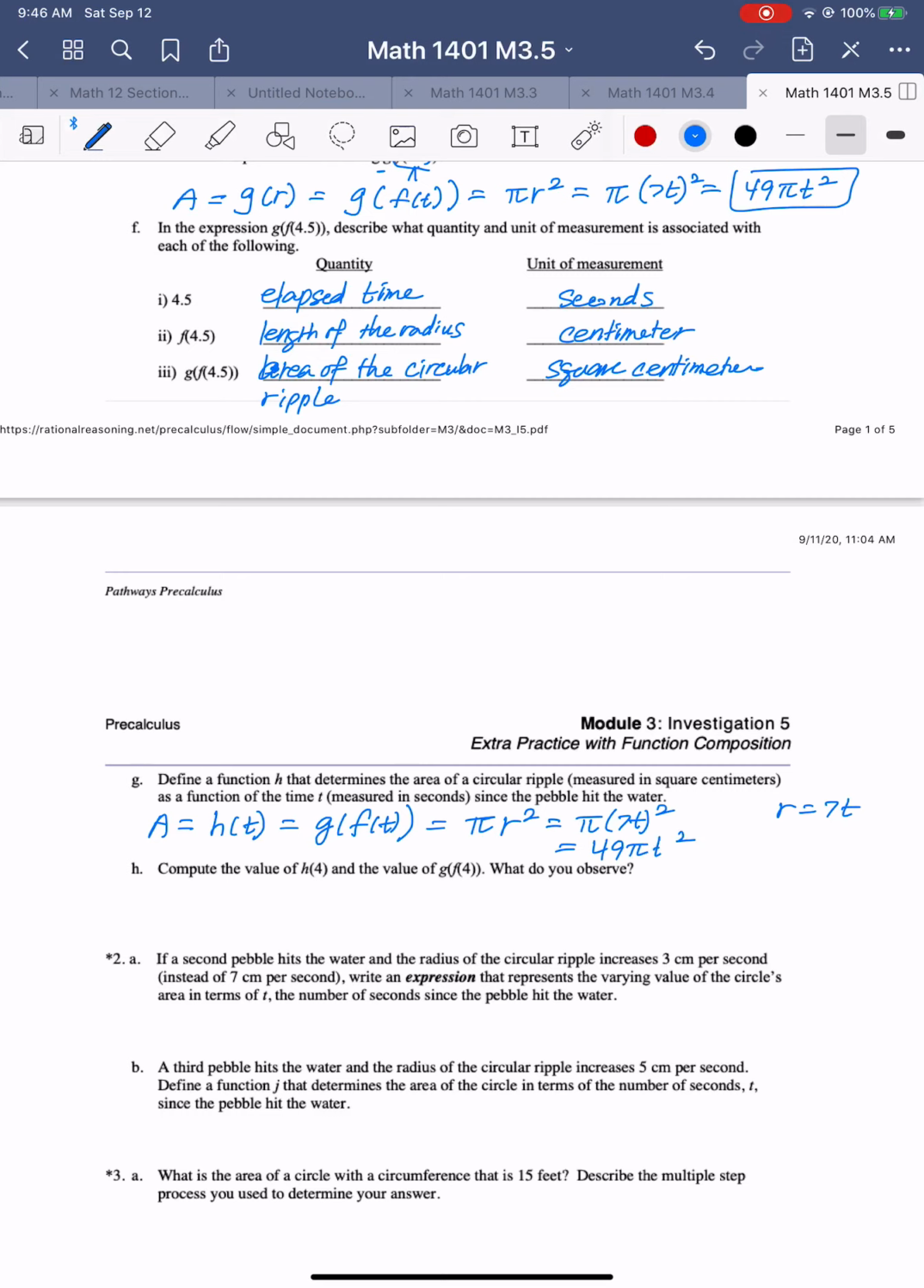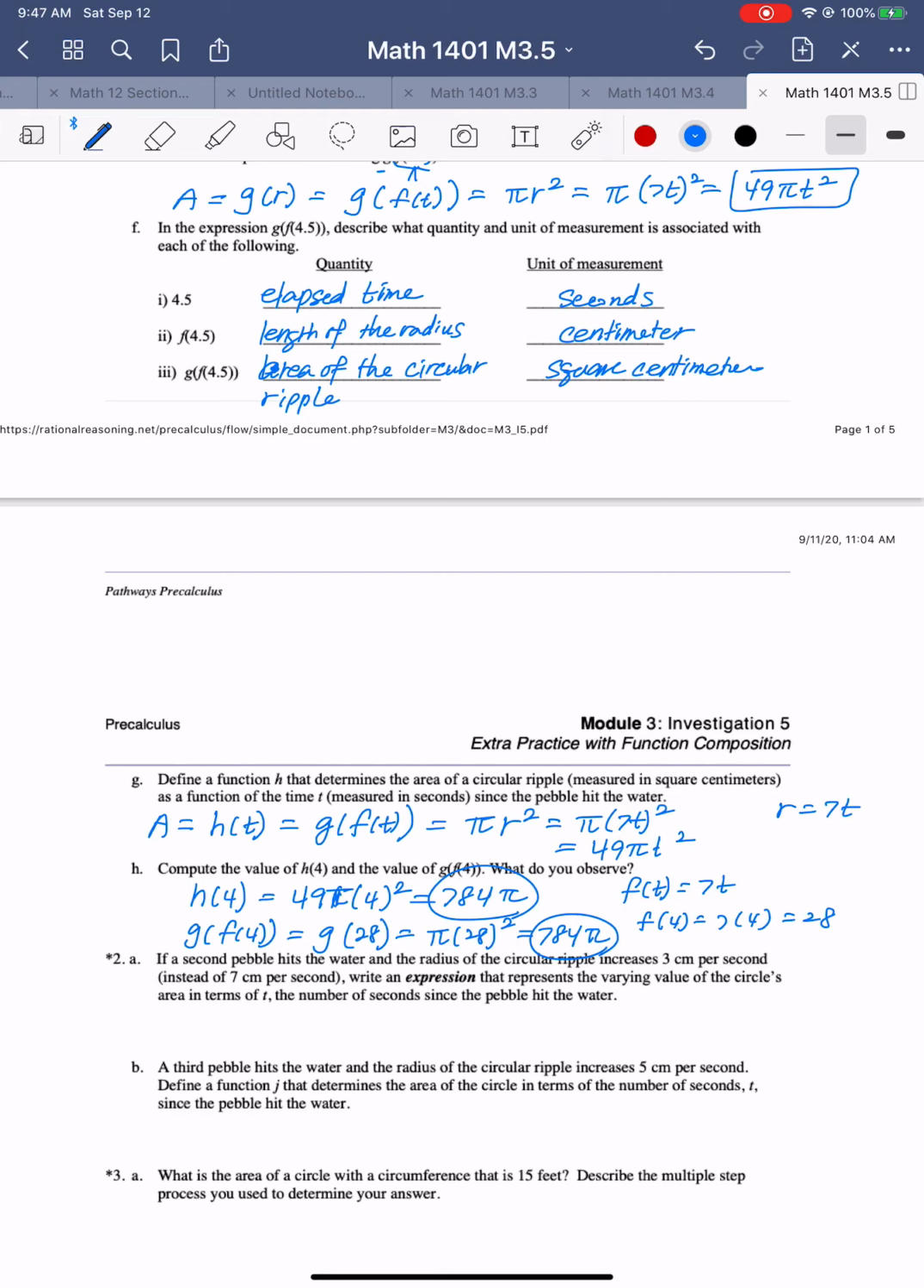And then compute the value of h of 4, which is the same as g of f of 4. So h of 4 means 49 pi times 4 squared, which is 49 times 16, which is 784 pi. And then g of f of 4: f of t is 7t, so f of 4 means 7 times 4, which is 28. So I put 28 into the g function. The g function is pi r squared, so r is 28 squared, and that is 784 pi. So what do you see? It comes out the same. All right. Thank you for listening.